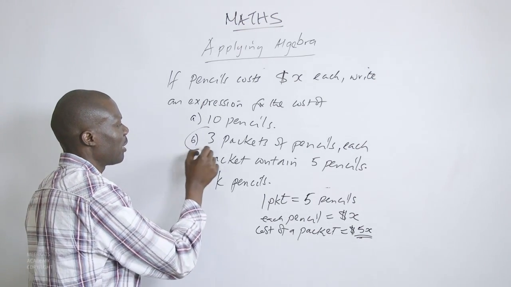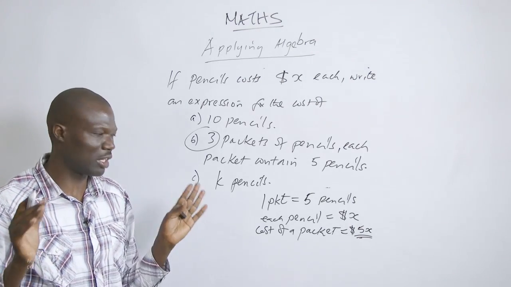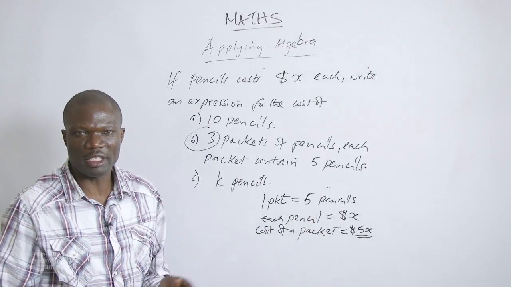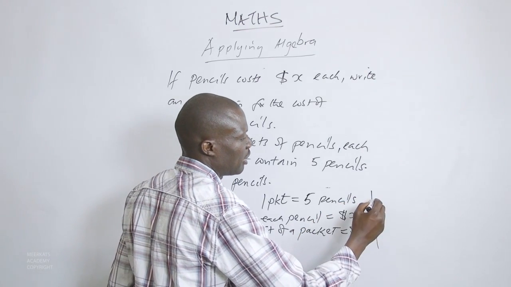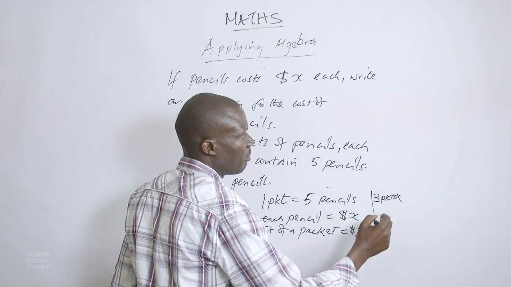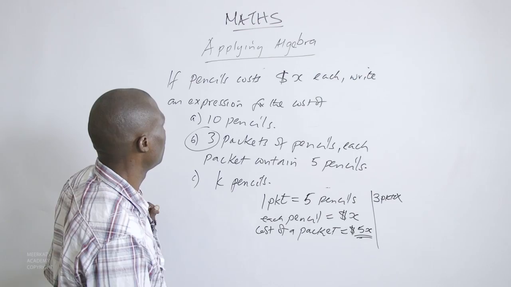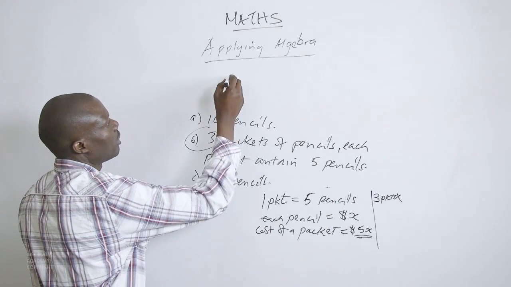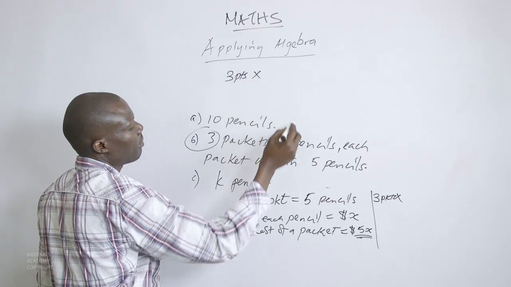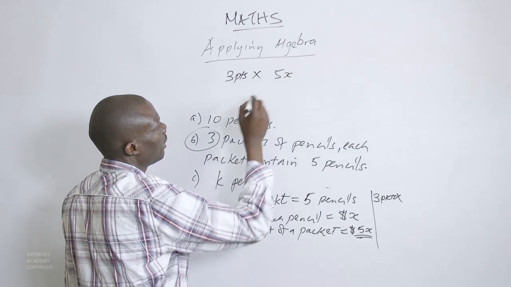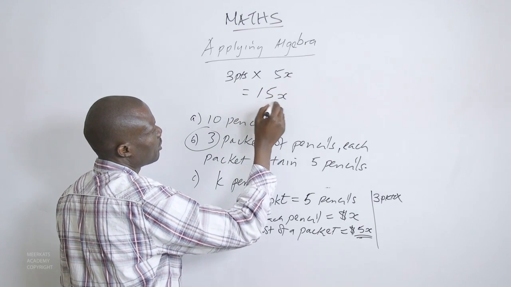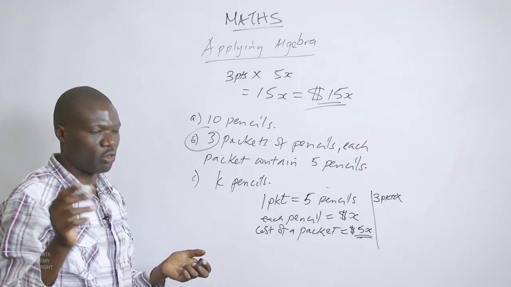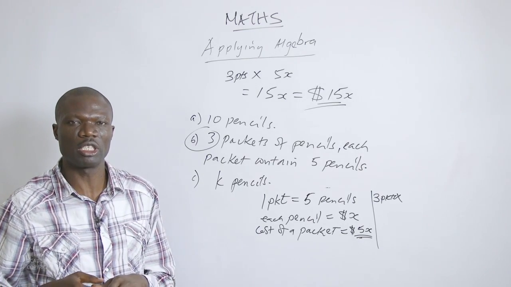But how many packets are there? There are 3 packets. For the 3 packets, we shall take the cost of each packet multiplied by the total number of packets. The total number of packets is 3, and therefore we have 3 packets multiplied by the cost per packet, which is 5x. So this becomes 15x. So the cost will be 15x dollars. So if you have 3 packets, then they'll cost $15x.